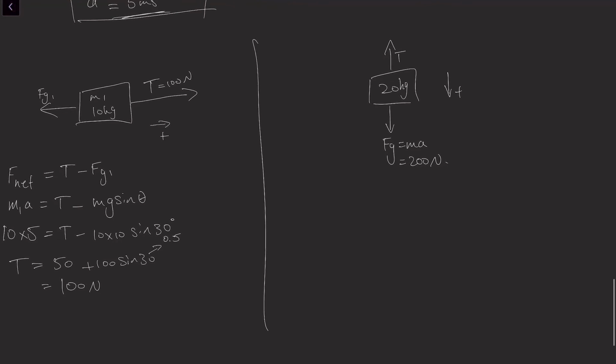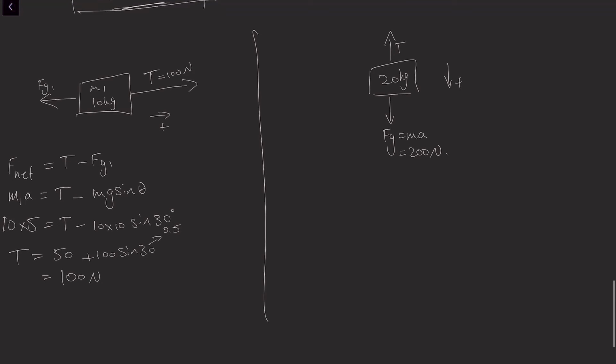So now let's move on to our second free body diagram. We should also get 100 newtons, but in the negative direction now. So the net force equation equals our positive direction minus our negative direction, which is tension.